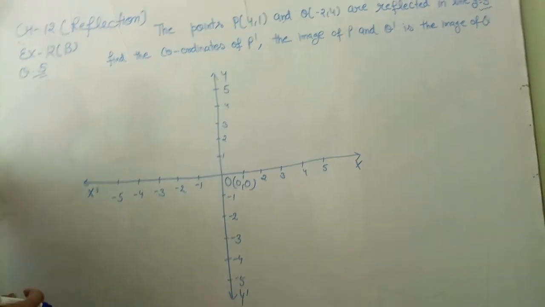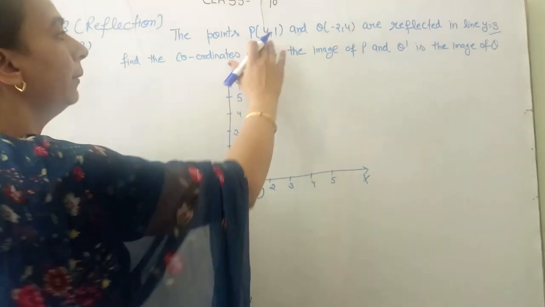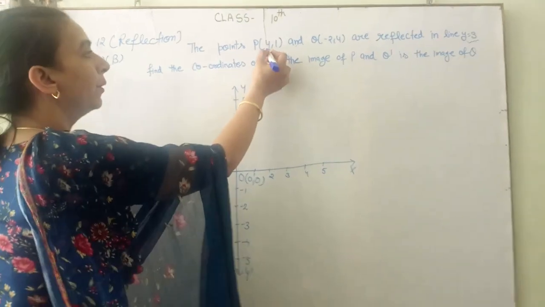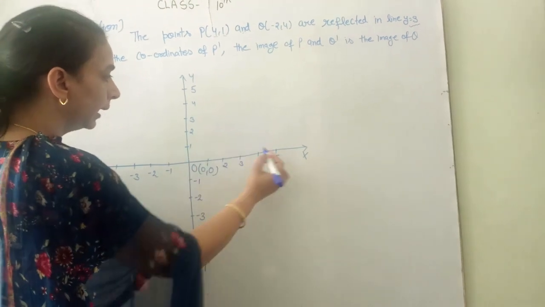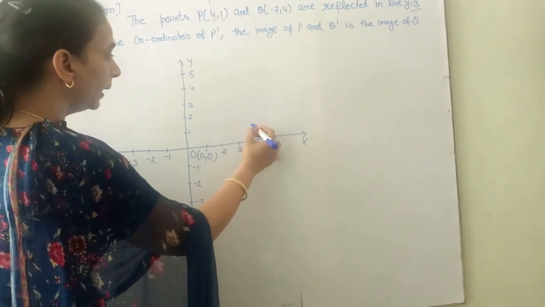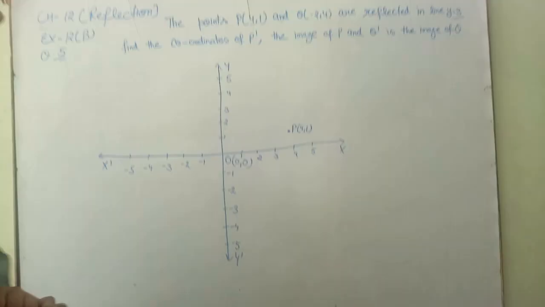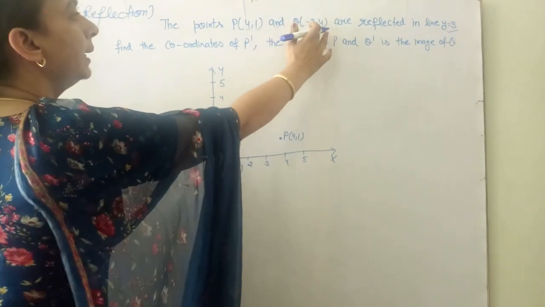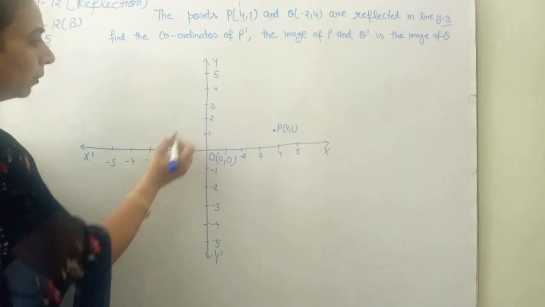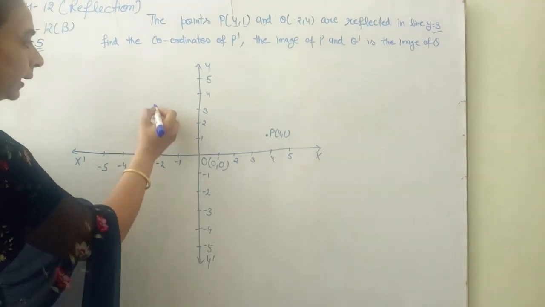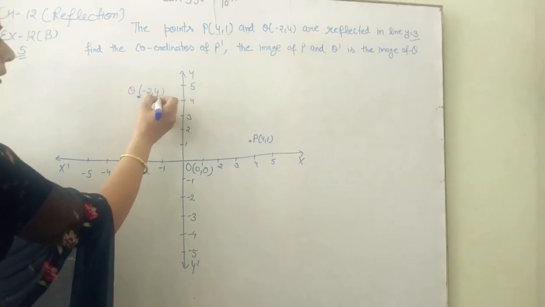Okay, student, first our first point, point P, coordinate of P is 4 and 1. X is 4 and y is 1. X 4 and y 1, then we have point P. This is the point P, coordinate of point P 4 and 1. Next we draw point Q, minus 2 and 4. X minus 2, y 4. Then this is the point Q, and its coordinate is minus 2, 4.